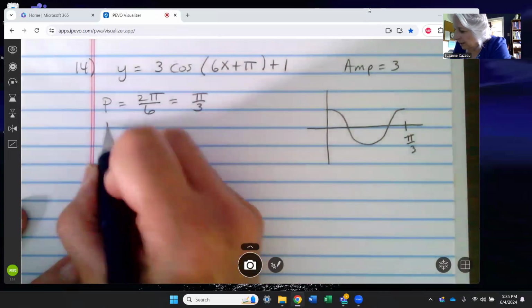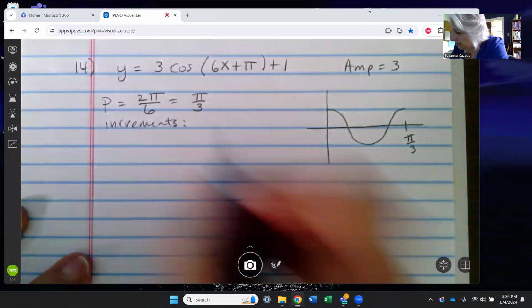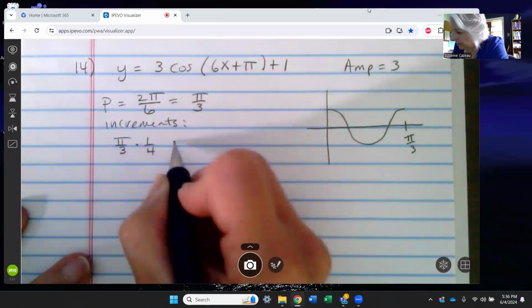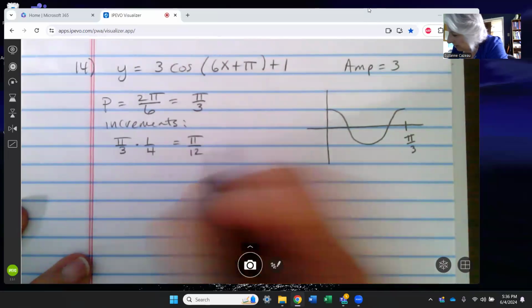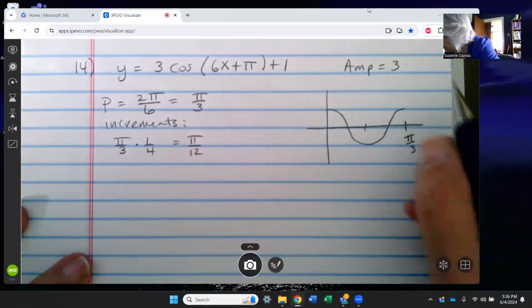And now I need my increments. I'm going to multiply the pi over 3 times a 4, or rather divide, and that'll get me pi over 12. So that means each of these are worth pi over 12, right?